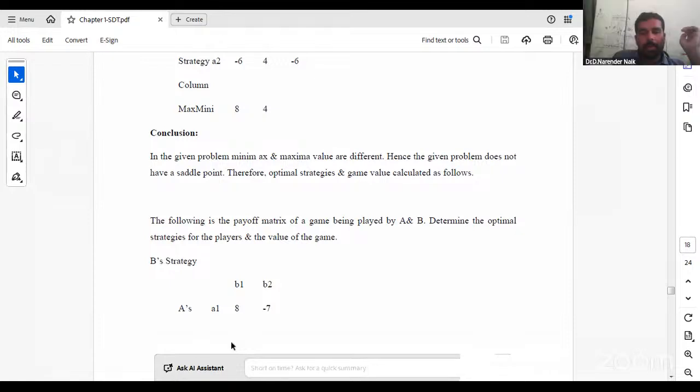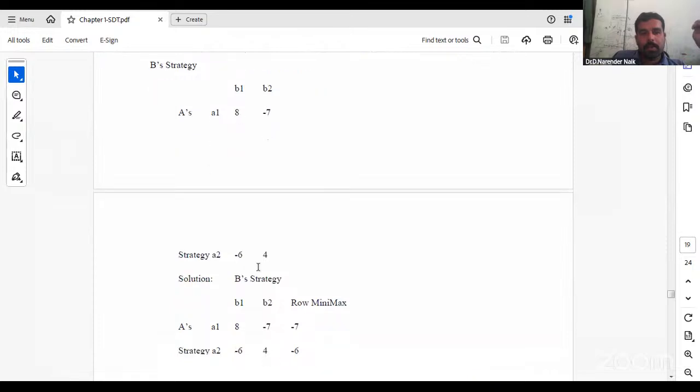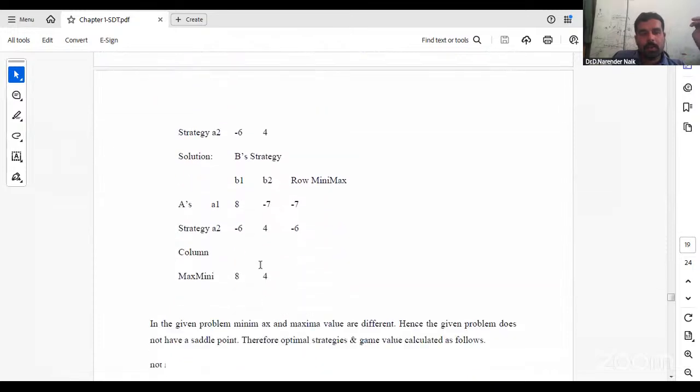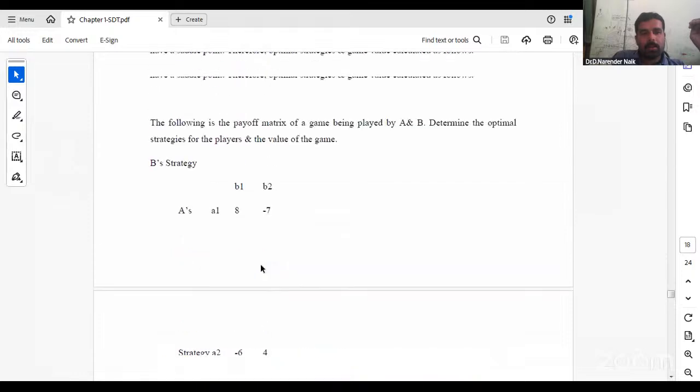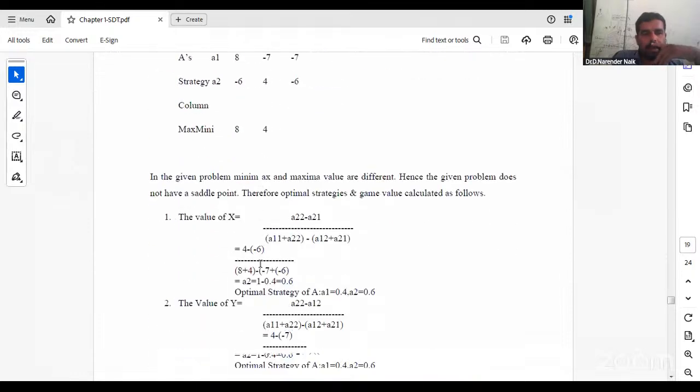In that payoff table, generally we have to decide the places, that is B1, B2, A1, A2. So you observe carefully. In the given problem, maximin and minimax values are different. Hence, the given problem does not have a saddle point. Therefore, optimal strategies and the game value are calculated as follows.